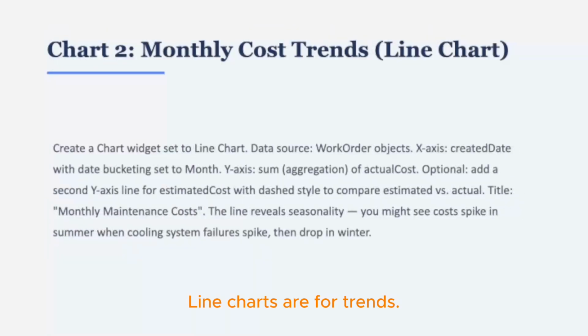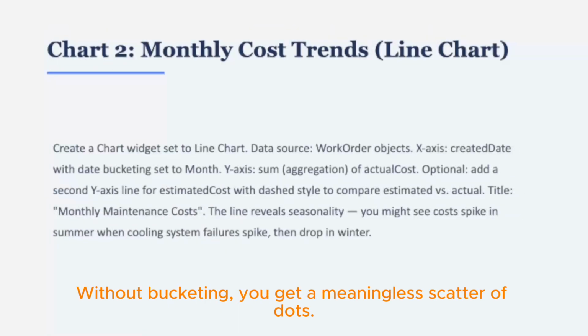Line charts are for trends. Always bucket dates by month. Without bucketing, you get a meaningless scatter of dots.